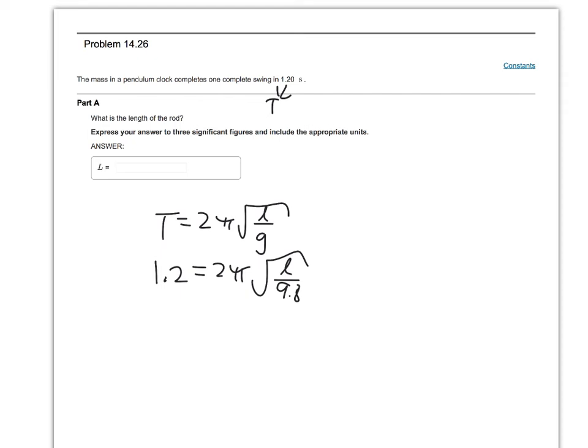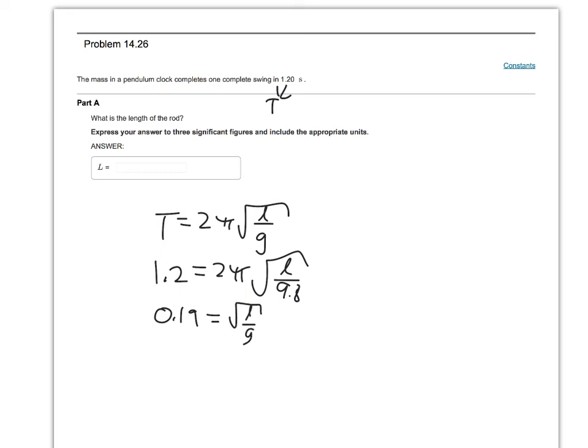I'm first going to divide by 2 pi. Keep in mind that when you do that in the calculator, you need to put that 2 pi in parentheses, otherwise the calculator will divide by 2 and then multiply by pi, which is obviously not what we want. So you should get 0.19 equals the square root of L over g.